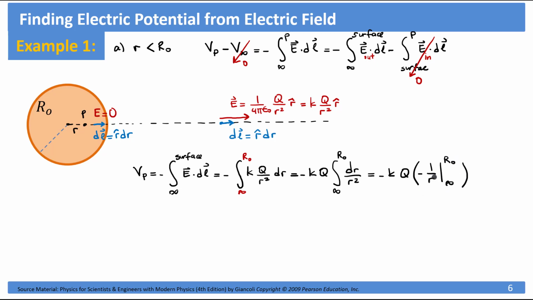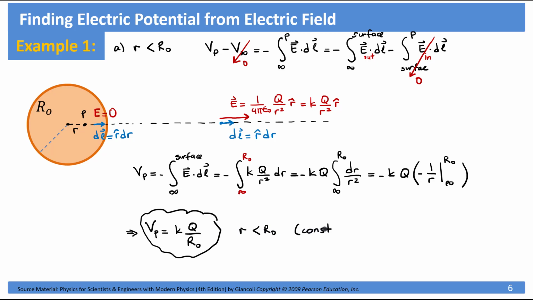When you plug in infinity here, you're going to get 0 again, and if you plug in r0, you're going to get 1 over r0, which means the electric potential inside will be equal to kq over r0, which, by the way, has no dependence on r, our variable. So inside the conductor, apparently the electric potential is constant. So it is not 0.